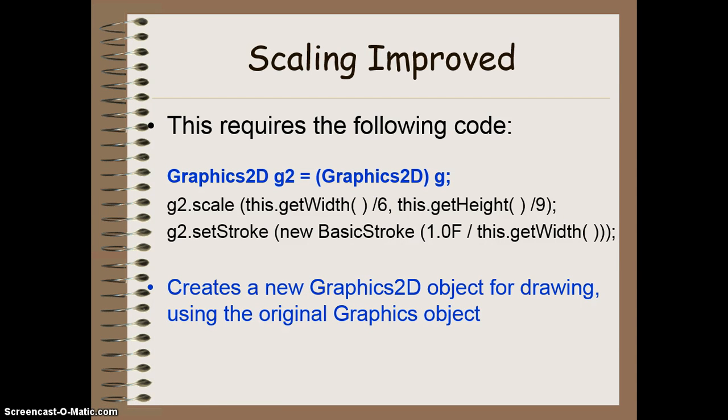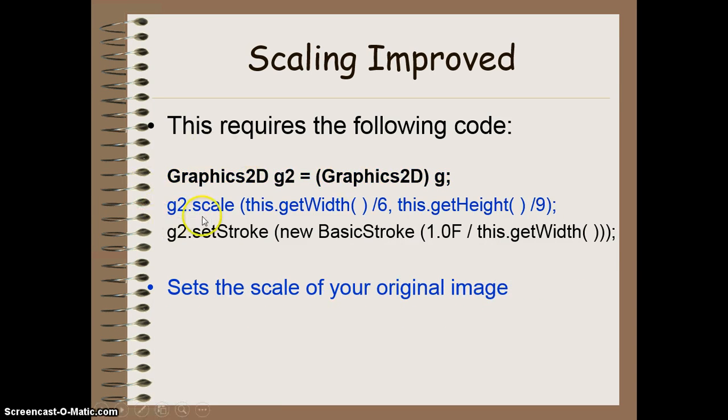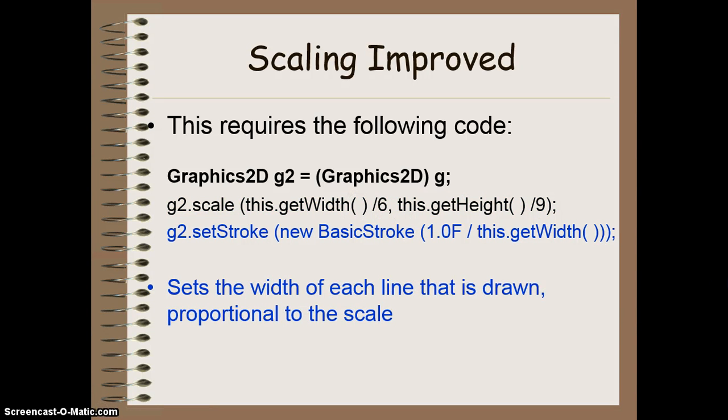The second thing I'm going to do is scale my image that I'm trying to work with. So in this case, scaling the component itself. So I'm going to get a grid of 6 by 9. And again, you can use whatever grid sizes you want. This is what I happen to use for the particular homer we were working with. And then finally, I'm going to use this setStroke method. What this does is it determines the width of the pen, the imaginary pen I'm using to draw my lines.